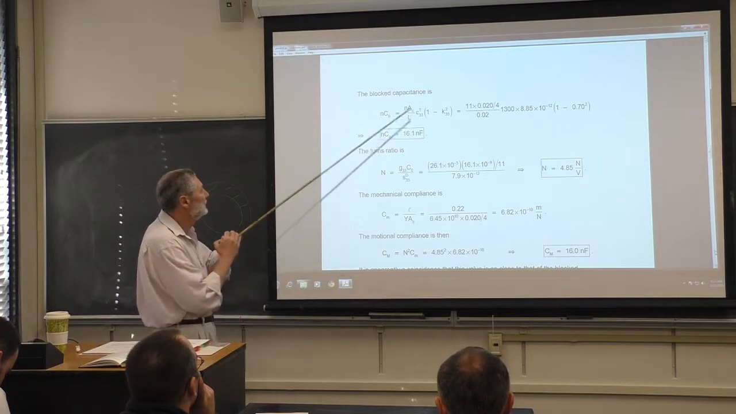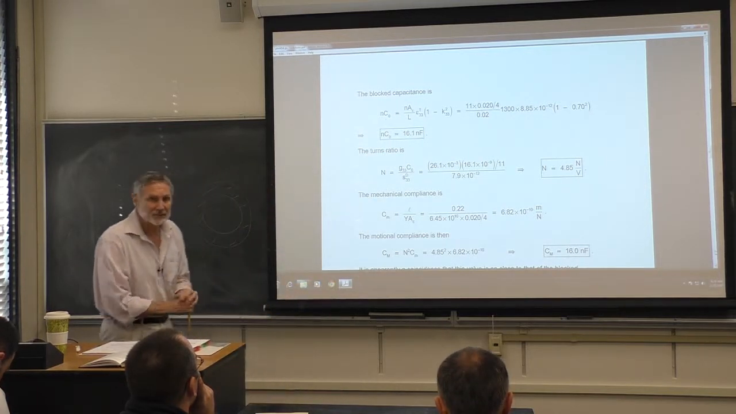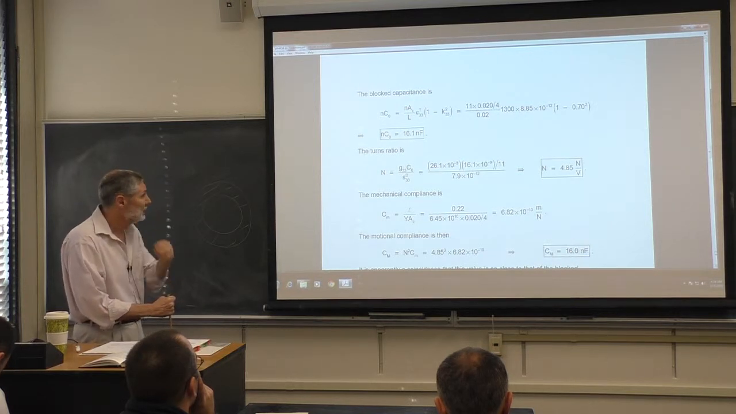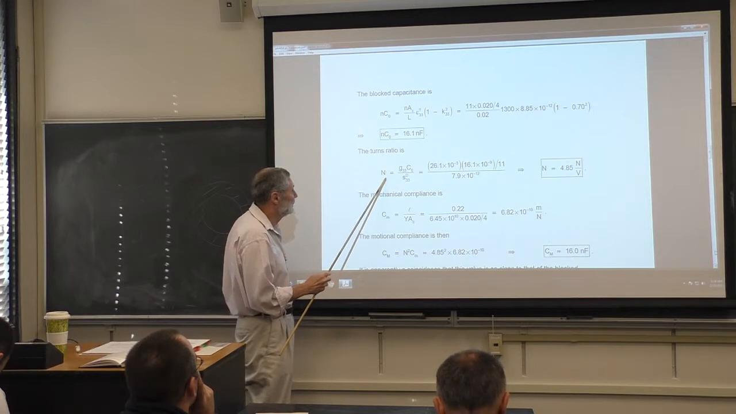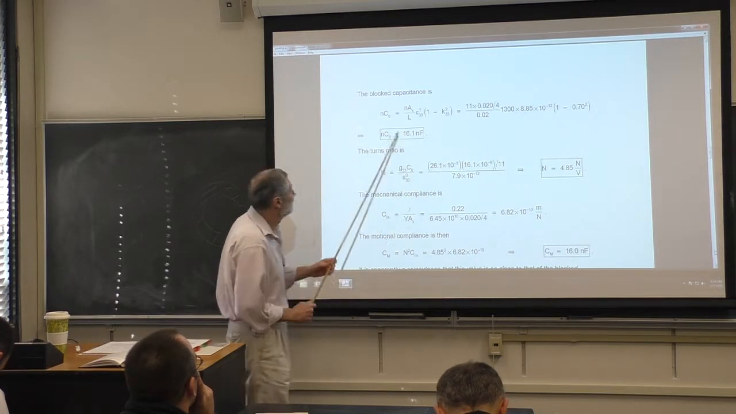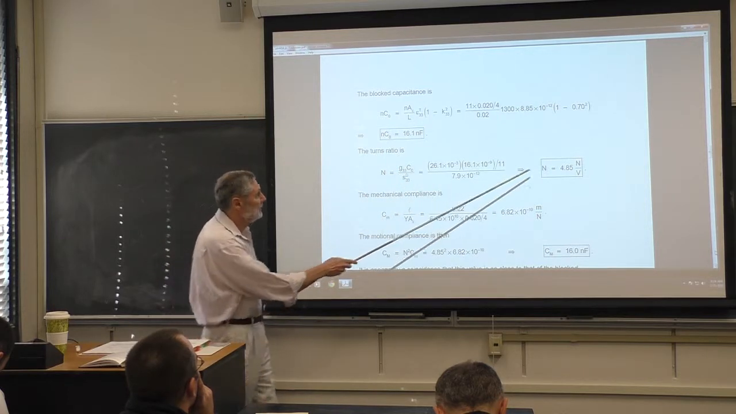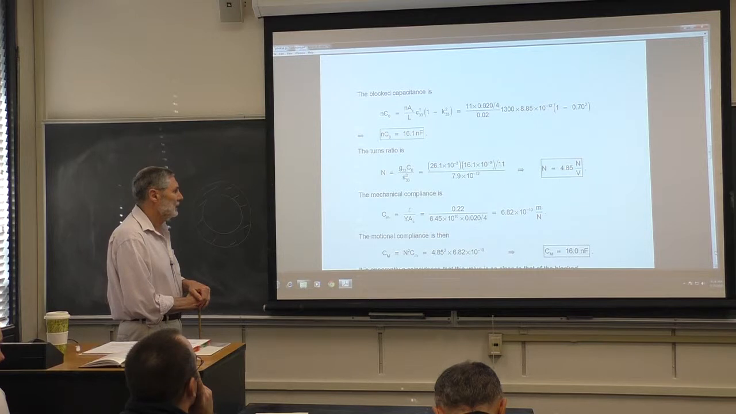And there's a length, and here's what I get, about 16 nanofarads, sort of a typical value, okay? We're going to need the turns ratio to calculate, so here it is. Again, you look up the quantities, plug them in, now that we've got C0, and we get this.